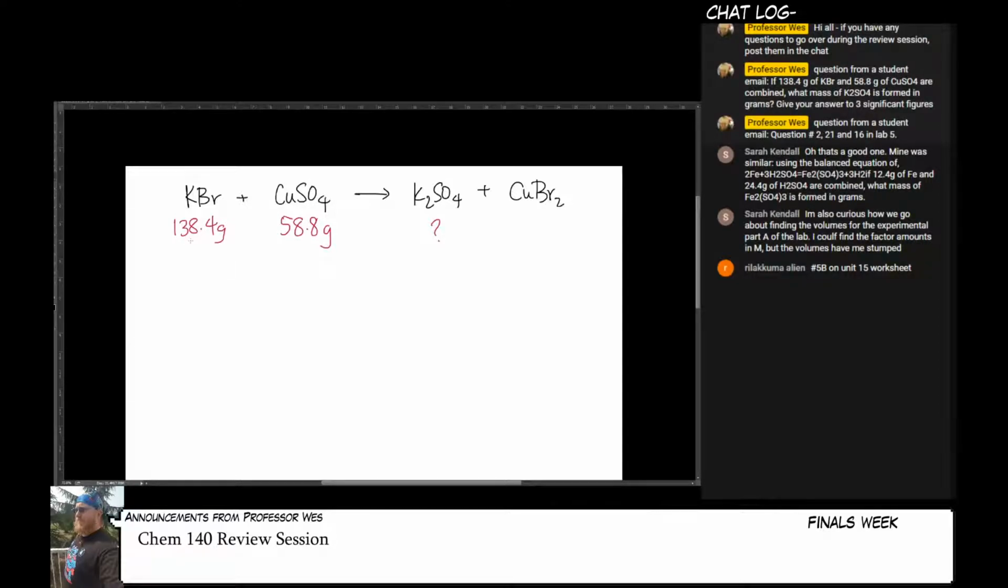So, since I give you 2 reactants here, this is a limiting reactant problem. So we're going to have to solve the problem to figure out how much K2SO4 is made for both.